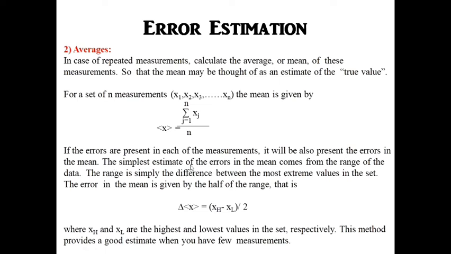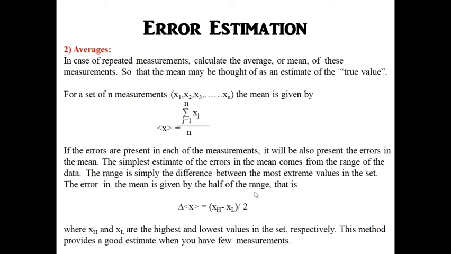The simplest estimate of the error in the mean comes from the range of data. The range is simply the difference between the most extreme values in the set, and the error in the mean is given by half of the range.